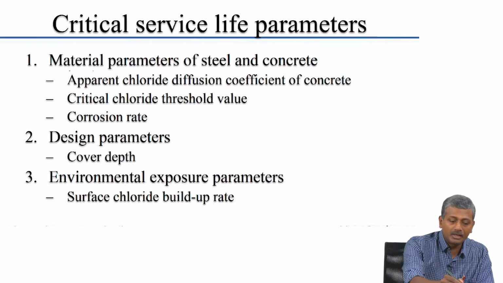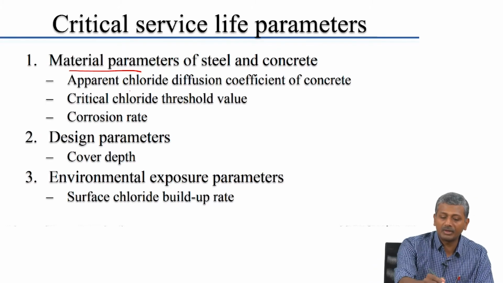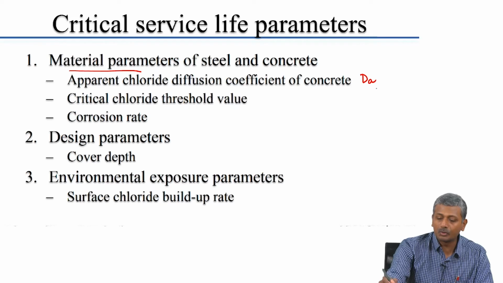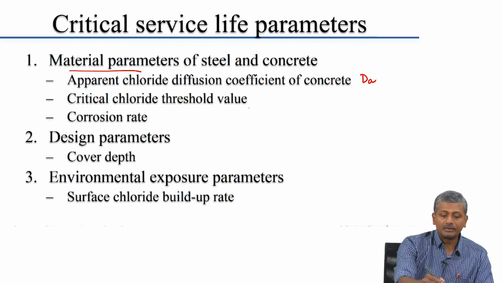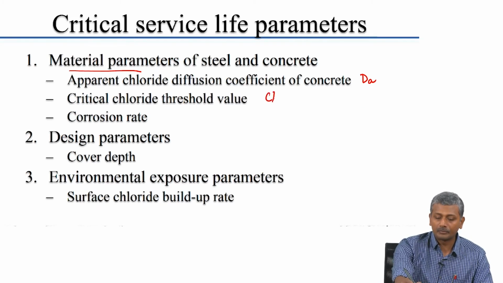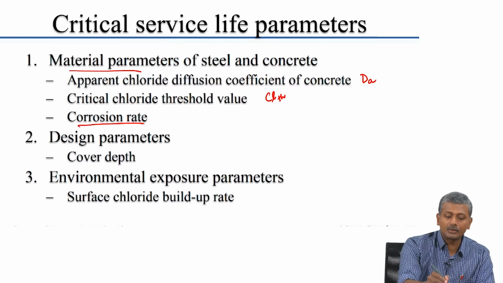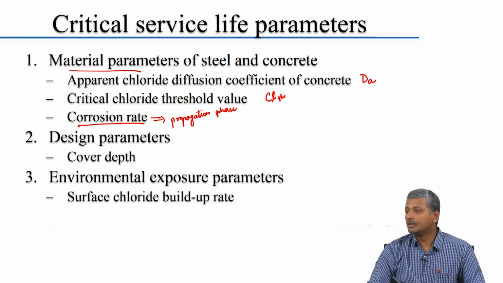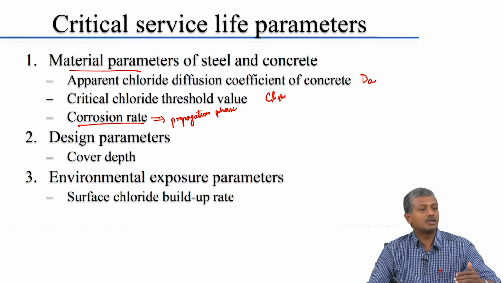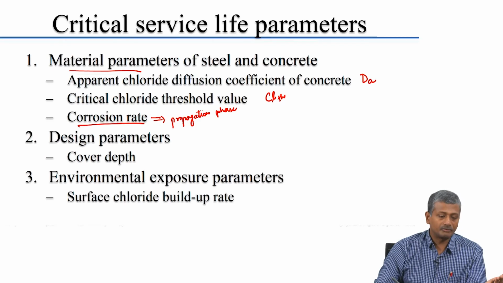One is the material parameters of steel and concrete. So, again we are talking about the apparent diffusion coefficient of the concrete, the critical chloride threshold value, and the corrosion rate. Okay. So, these are all the critical parameters affecting the service life. Now, considering corrosion rate implies that we are also looking at the propagation phase. Right. If we do not consider corrosion rate, we are only looking at the initiation phase of the reaction.